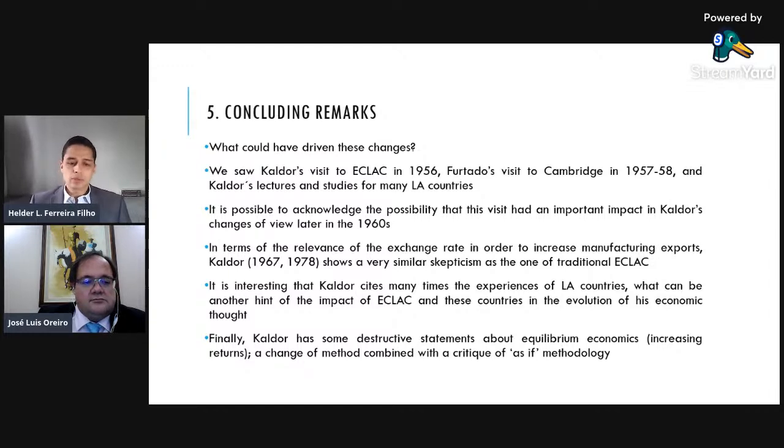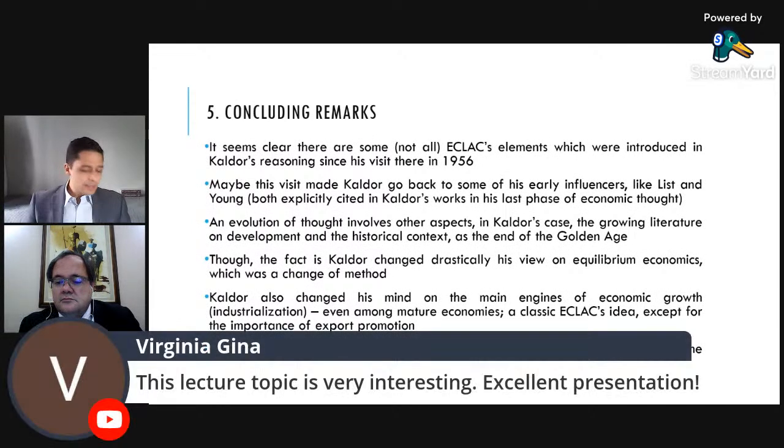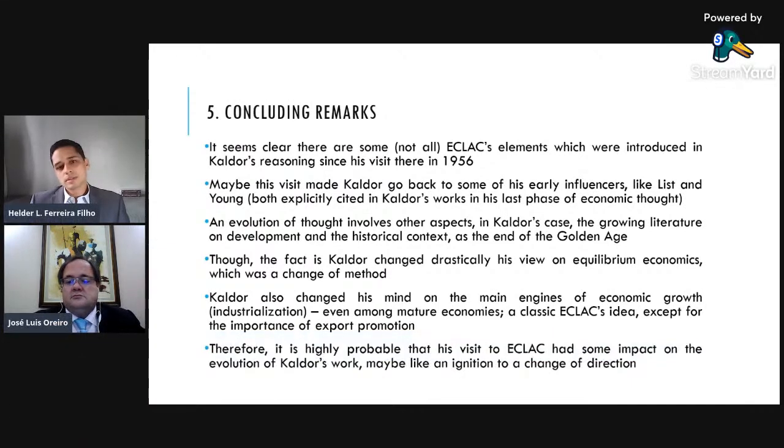Finally, Kaldor has some destructive statements about equilibrium economics, mainly because of increasing returns, and changed his as-if method to a more historical approach, like ECLAC would do. It's clear that there are some, not all, ECLAC elements which were introduced in Kaldor's work since 56. Maybe this visit made Kaldor go back to some of his earlier influences, like Liszt or Young. And we know that an evolution of thought involves other aspects, and in Kaldor's case, we saw, for instance, the growing literature on development and the historical context.